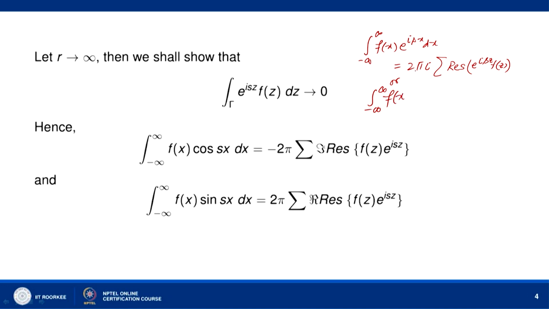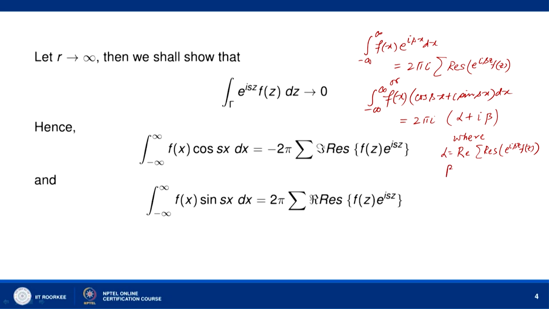We may write this further as the integral from minus infinity to infinity of f(x), with e to the power i sx written as cos sx plus i sin sx, dx equal to 2 pi i times the sum of residues of e to the power i sz f(z). This is some complex number, say alpha plus i beta, where alpha is the real part of the sum of residues of e to the power i sz into f(z), and beta is equal to the imaginary part of the sum of residues of e to the power i sz into f(z).